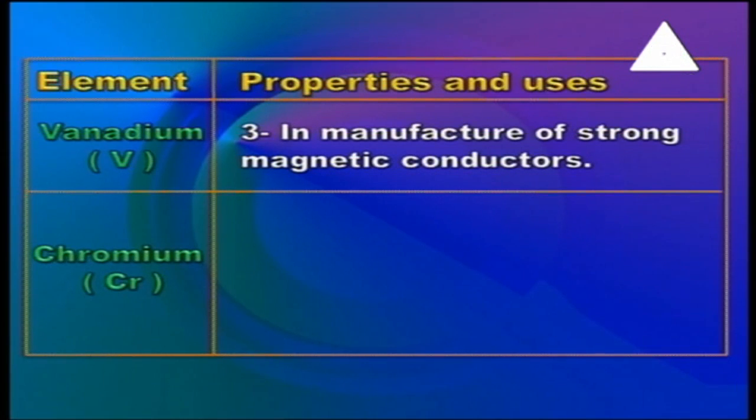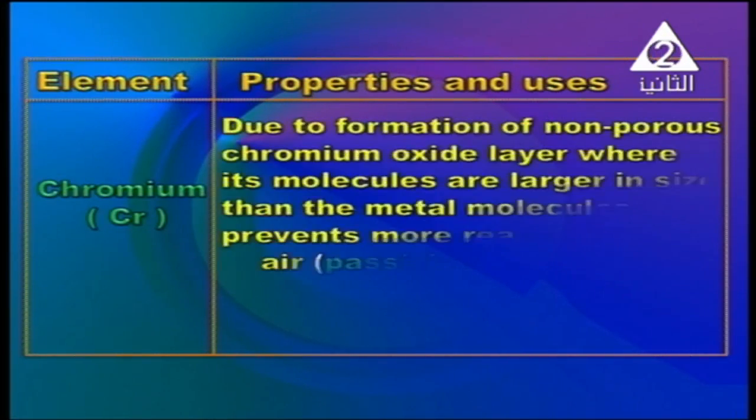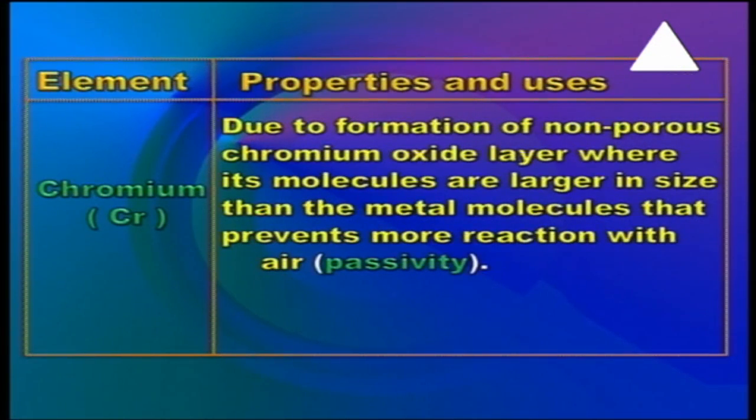The next element is chromium. Chromium, my dear student, is highly reactive, but it resists the effect of air, and we have to give the reason for this point. The reason is the formation of a non-porous layer of chromium oxide, whose molecules are larger in size than the metal atoms themselves, which prevents further reaction with the air, and this is called passivity of chromium. My dear student, this passivity protects the element from further oxidation.